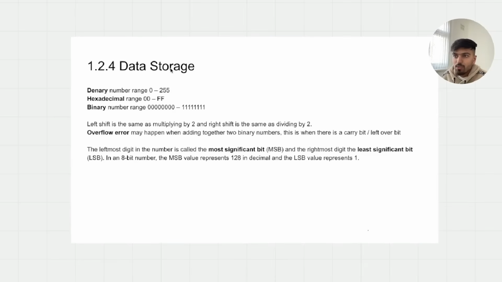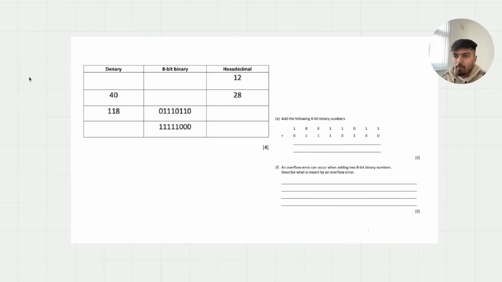Now we move on to data storage. Denary is in the range 0 to 255. Hexadecimal is in the range 00 to FF, and binary is from all zeros to all ones. Left shift is the same as multiplying by 2, right shift is the same as dividing by 2. Overflow error may happen when you're adding two binary numbers up. There's a carry bit or a leftover bit. The leftmost bit is the most significant bit, and the rightmost digit is the least significant bit. We have a table which beautifully summarizes the conversions.